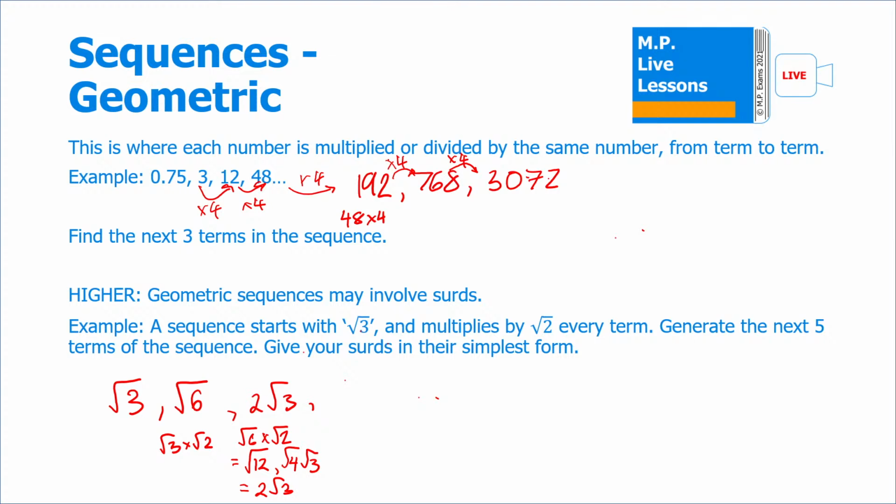Then it's multiplied again by root 2, so 2 root 6. Then lastly, it's 2 root 6 times root 2, which is 2 root 12, but you can see the root 12 needs to be simplified. So that's 2 times the 2 lots of root 3, which is 4 root 3. So those are the first 5 terms, for example.